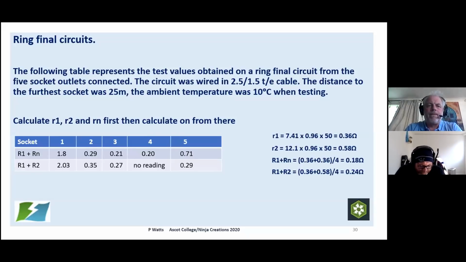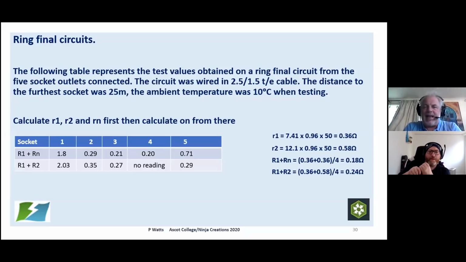Any verdict on socket 4? We got an R1 Rn reading of 0.2. Well, that seems to be about right. What about R1, R2? Got nothing there. And there's a few correct answers coming in here.